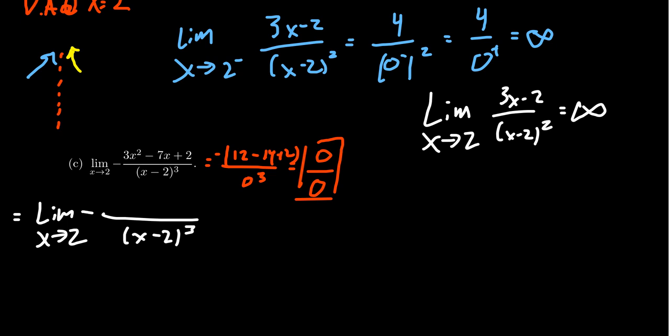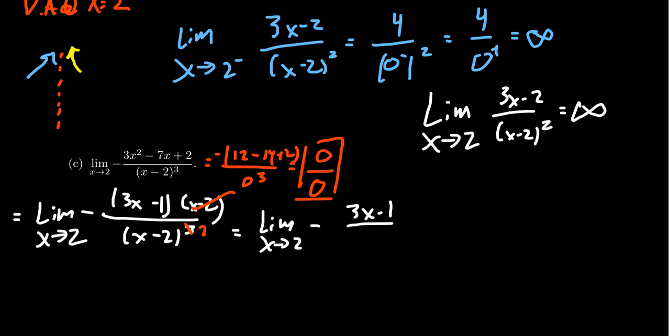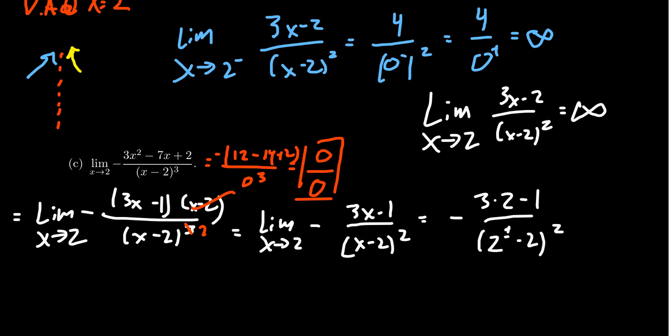So after some effort, you can discover that the numerator factors as negative (3x minus 1) times (x minus 2), like so. If you cancel out the x minus 2 with one of the x minus 2s on the bottom, you'll get a square there. We end up with the limit as x approaches 2 of negative (3x minus 1) over (x minus 2) squared. If we plug in our approach to 2, we're going to get negative (3 times 2 minus 1) over, I'm going to put 2 to the plus or minus, minus 2 squared right here, because we have to pay attention. Are we approaching from the left or the right of 2?